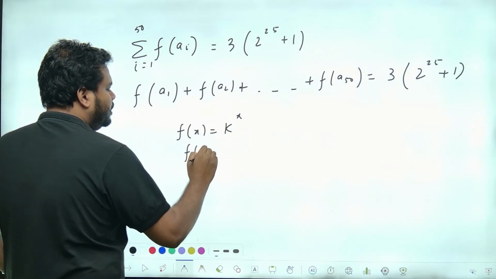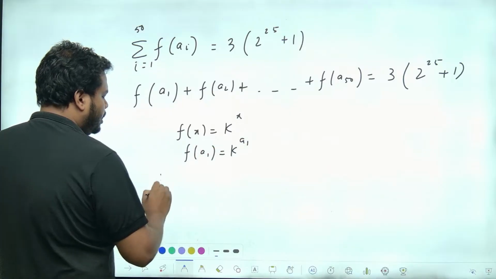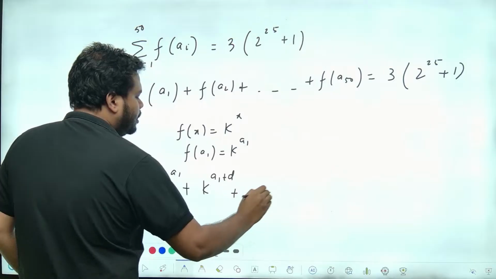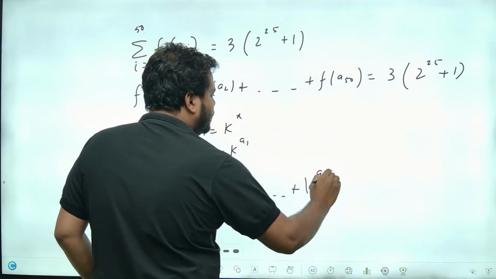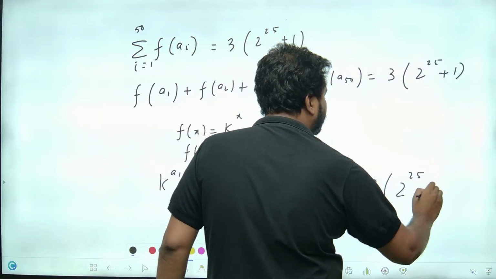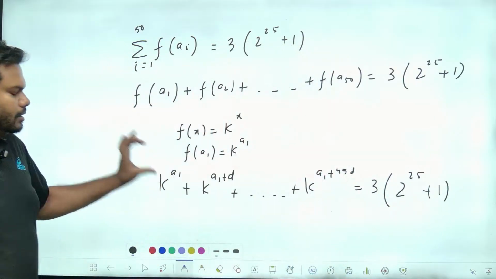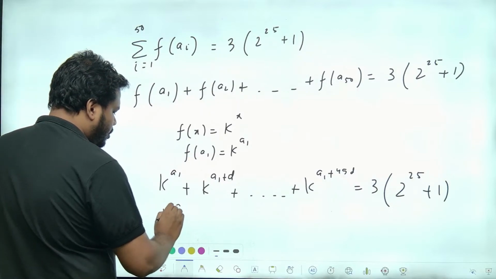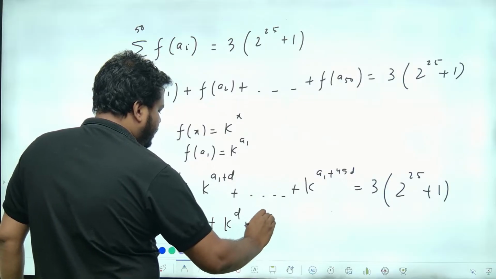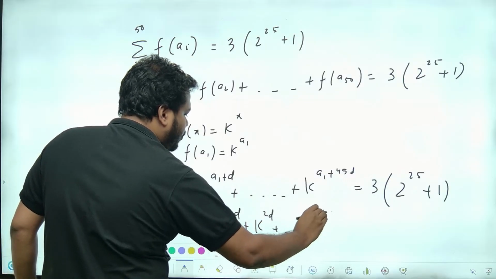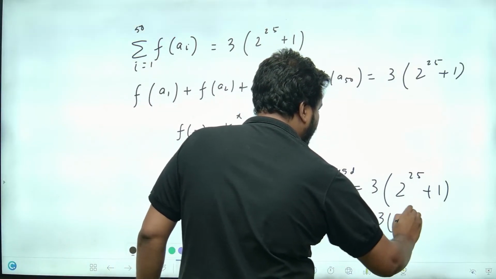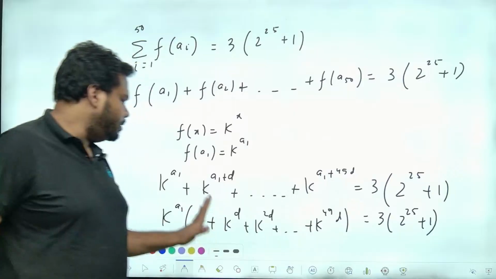So FA1 is equal to k power A1, plus k power A1 plus d, plus k power A1 plus 49d, equal to 3 into 2 power 25 plus 1. K power A1 is common. So 1 plus k power d plus k power 2d up to k power 49d is equal to 3 into 2 power 25 plus 1. All right.